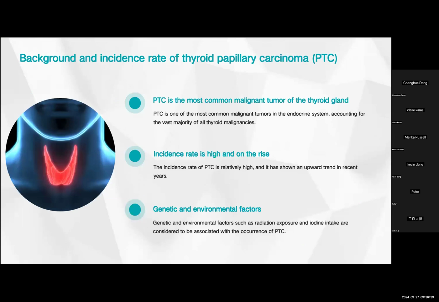The background and the incidence rate of the PTC. As we know, PTC is the most common malignant tumor of the thyroid gland, and this carcinoma is one of the most common malignant tumors in the endocrine system, accounting for the vast majority of all thyroid malignancies. The incidence rate is going up in recent years, maybe because of genetic or environmental factors, such as radiation exposure and iodine intake, which are considered to be associated with the occurrence of PTC.